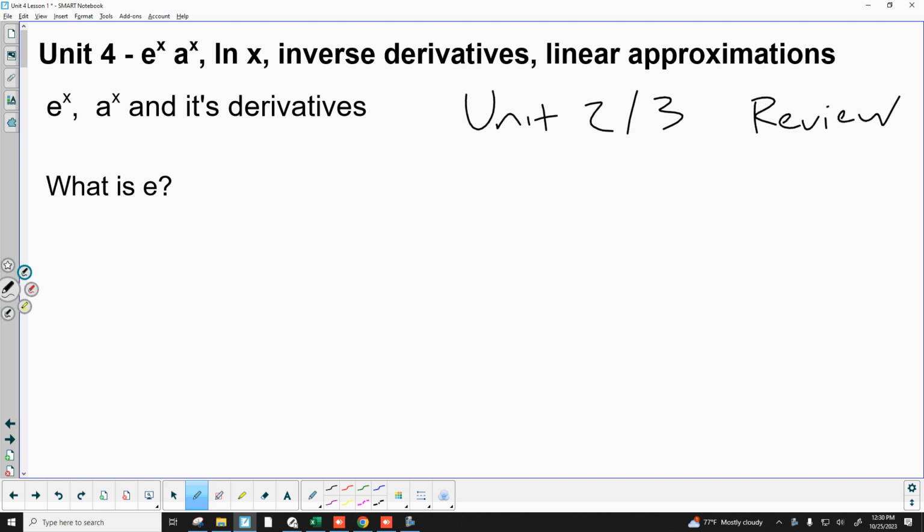So I love this lesson because we are going to review all of Unit 2 and Unit 3 just with e to the x. Okay? It's a good pause.